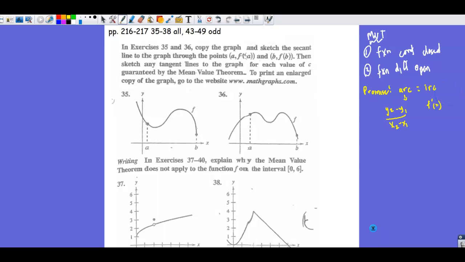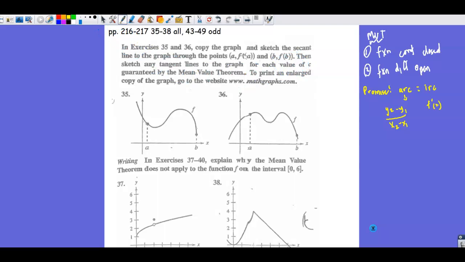All right, let's look at number 35 through 36. Copy the graph and sketch the secant line to the graph through the points A, f of A and B, f of B. Then sketch any tangent lines to the mean value theorem for each value of C.